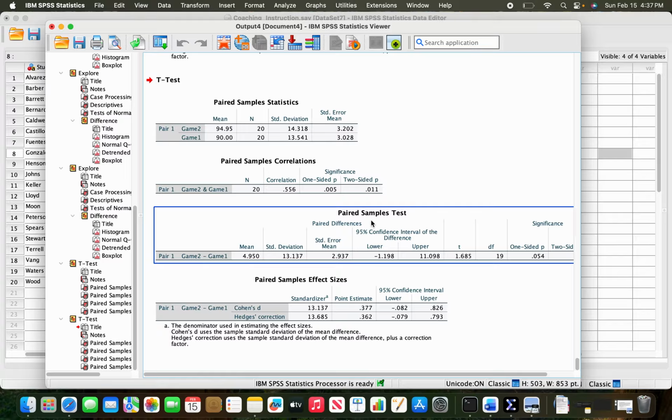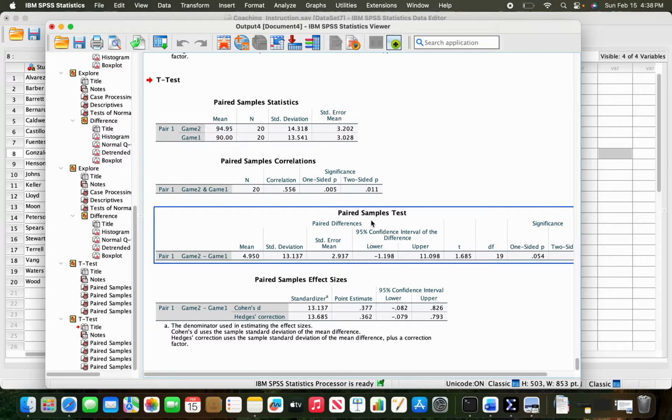It gives me the standard deviation there. Ignore the paired samples correlations. What we're looking for is the paired samples test. The mean difference was 4.95 with a standard deviation of 13.137. And you're going to see the numbers that matter are the t, the df, and the one-sided p significance.